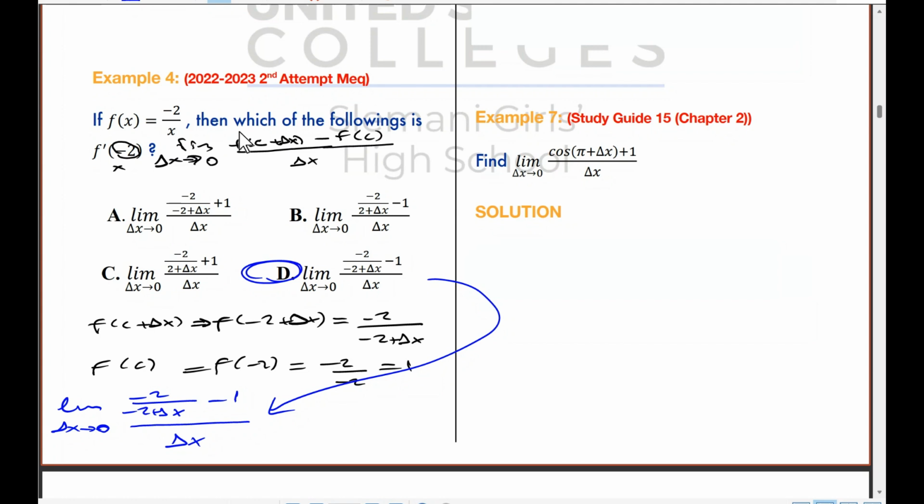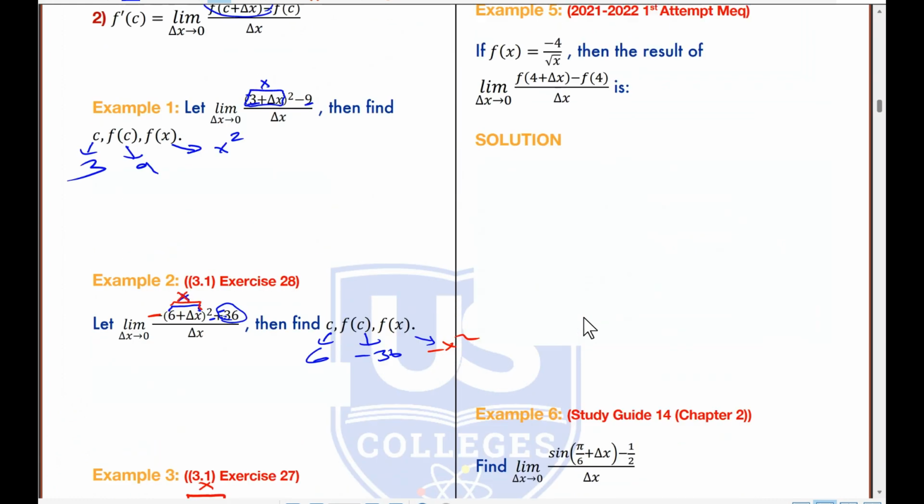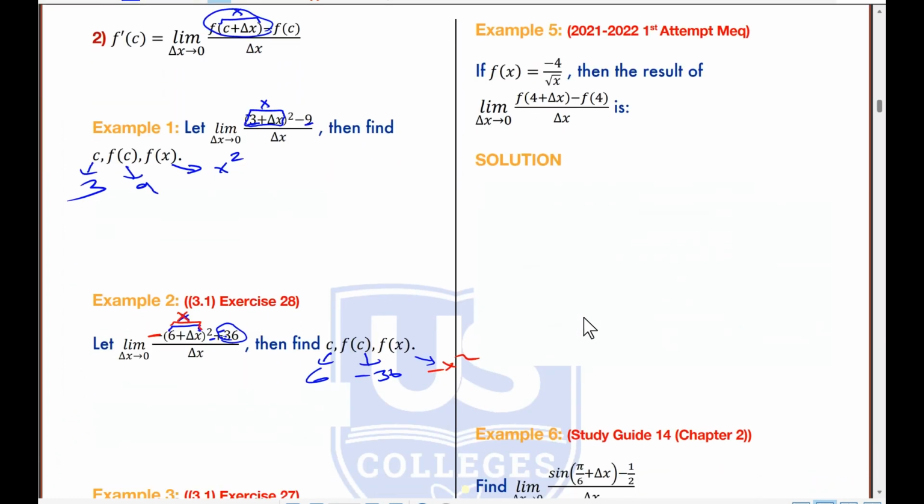So this is a new question, 2023 second attempt. It's asking about the derivative in limit form. So we should know what form to use, because the value of the function at negative 2 is given. So the value of x is given, so we should use the second form. In the second form, we should know what f of c plus delta x is, what f of c is. We find them one by one and insert them back in the form. So we get our answer. This is D. Alright, let's move on.